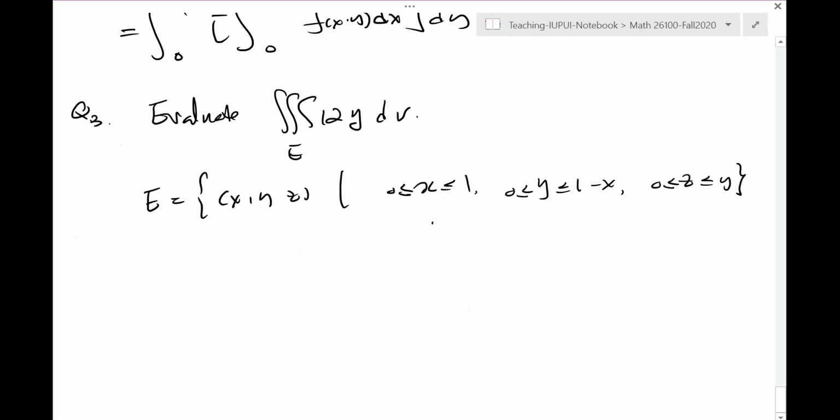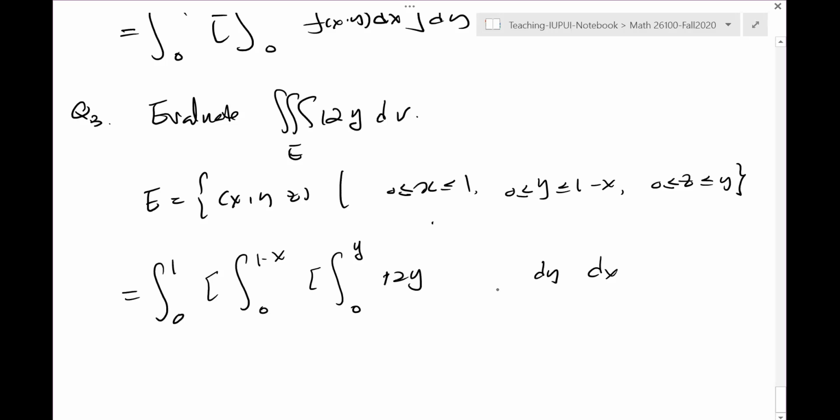If the order is already given in this order, you can write down the triple integral directly. x is between 0 and 1, so I put dx here. For each x, y is between 0 and 1 minus x, so you put dy here. And then for each x and y, z is between 0 and 1 plus y. So this is 12y dz dy dx, okay?